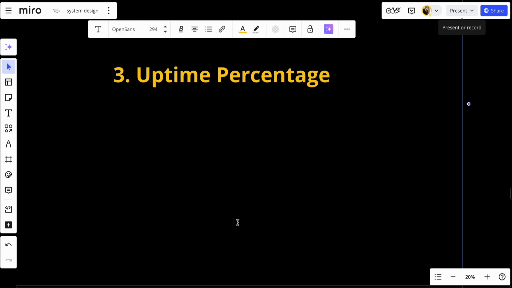Third, uptime percentage. The uptime percentage is one of the most common metrics in SLAs. It calculates the total time the system is operational divided by the total time it's expected to be operational. For example, if the system is expected to be online 24/7, the uptime percentage would be a direct measure of how much time it was available within that period. For example, if your system was down for 2 hours out of 720 hours, the uptime will be about 99.72 percent. This gives you a precise measure of your system's availability.